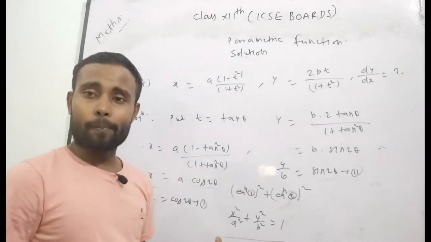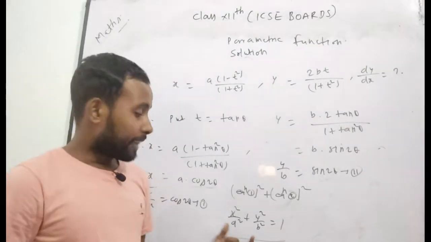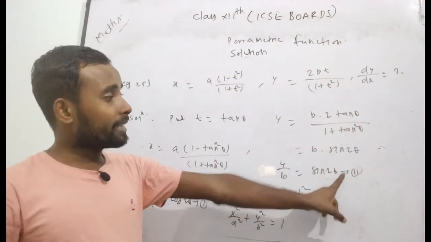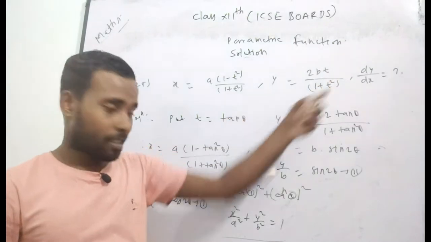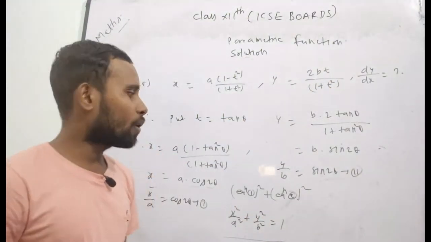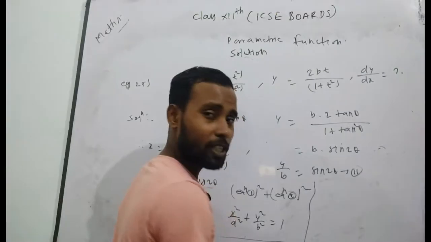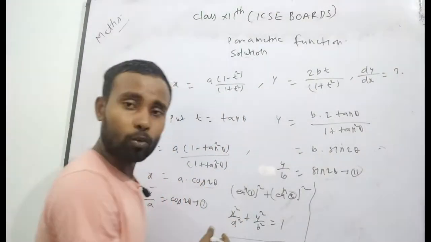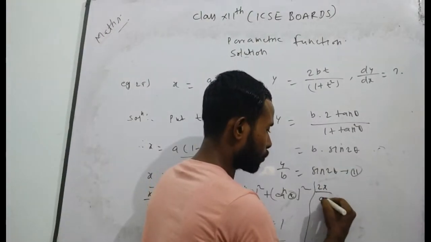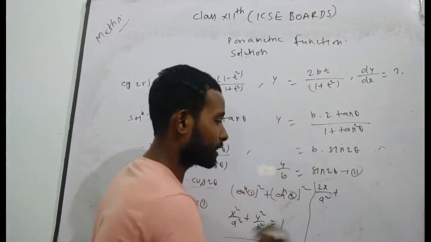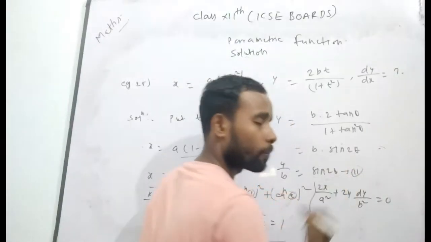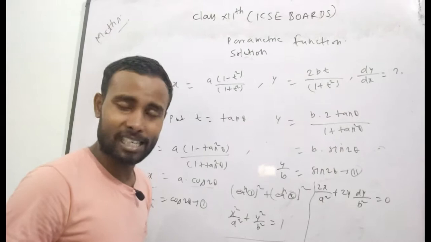This is your required equation, which is obtained after eliminating theta and t. Now you can easily find its derivative. How? Simply differentiate with respect to x. If you differentiate, you will get 2x by a square plus 2y dy by b square, which is equal to 0. I have differentiated directly here.